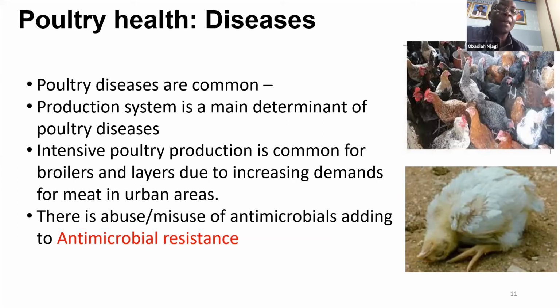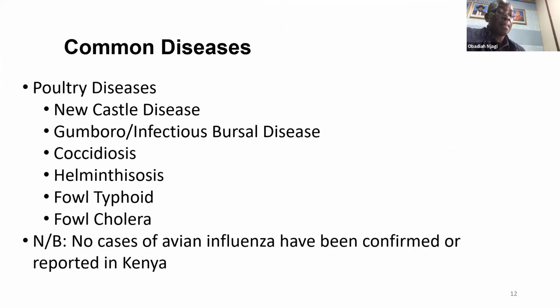Of course, like any other country in this region, because of the production systems, we have a number of poultry diseases that are common, but they are mainly determined by the production system that is involved. The intensive poultry production is common for broilers and layers, driven by demand for meat in the urban areas and eggs. But of course, it poses a challenge when it comes to use of antimicrobials. Come to that later. But the most common diseases on the next slide happen to be Newcastle disease, Gumboro disease, coccidiosis, helminthiasis, fowl typhoid and fowl cholera. But it's important for us to note that up to now, Kenya has not reported presence of avian influenza. We have been lucky in that area.